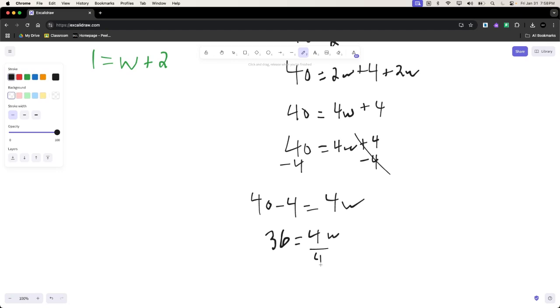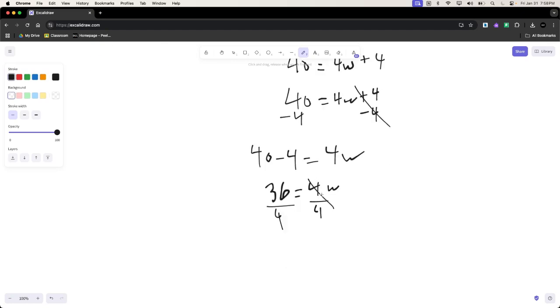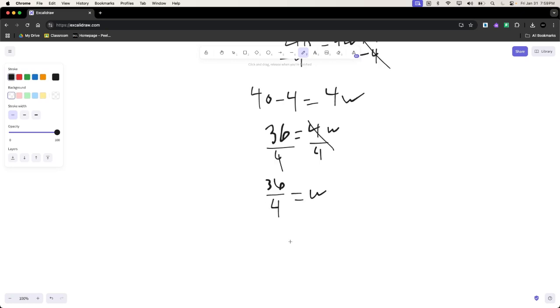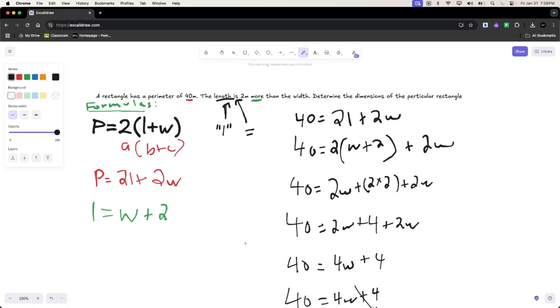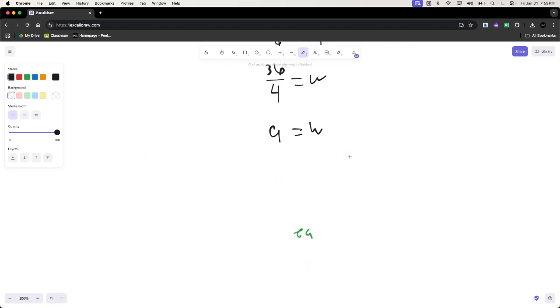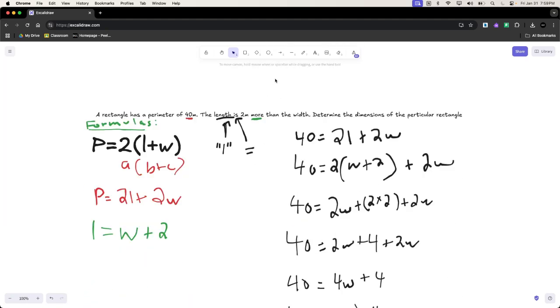And then we can divide this by 4, and then divide this by 4, because again, same logic. And then take out this side. So now we only have W isolated. So then we have 36 divided by 4, which equals W. And finally, 36 divided by 4 gives us the value of 9, and that's our width. Okay, so 9 is our width. You can see I did that through all this mathematical work.